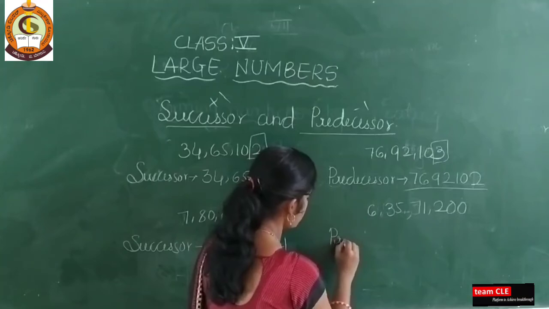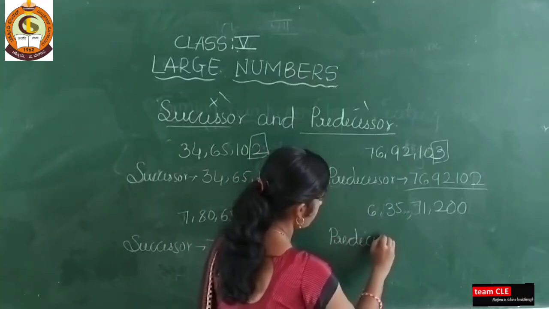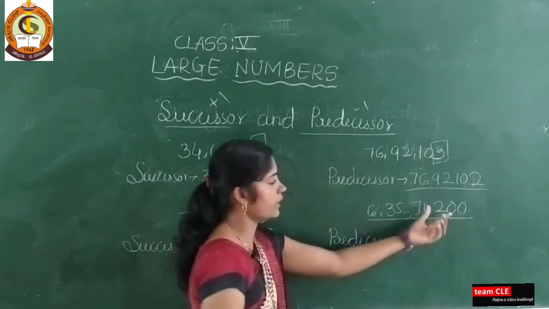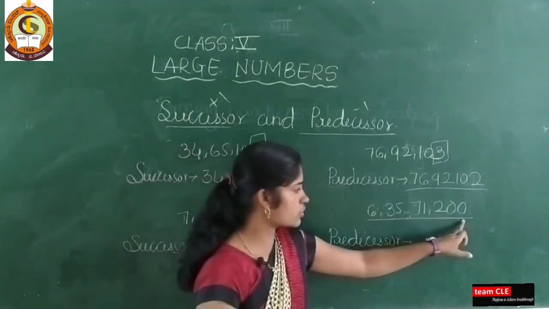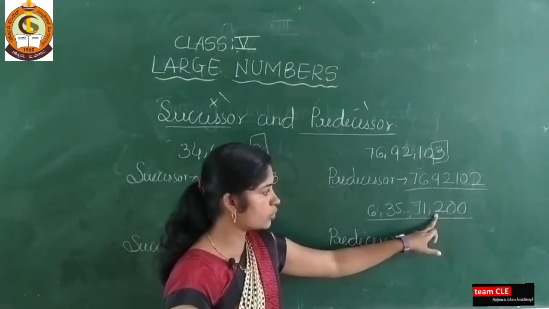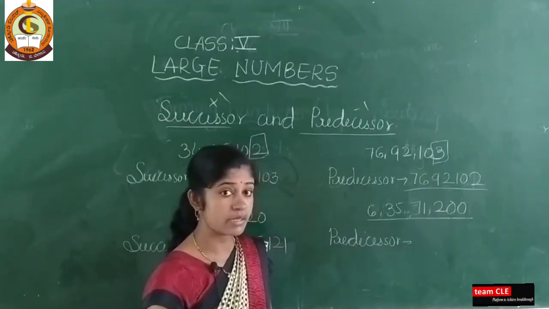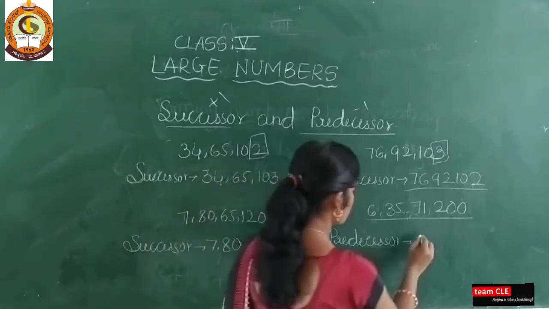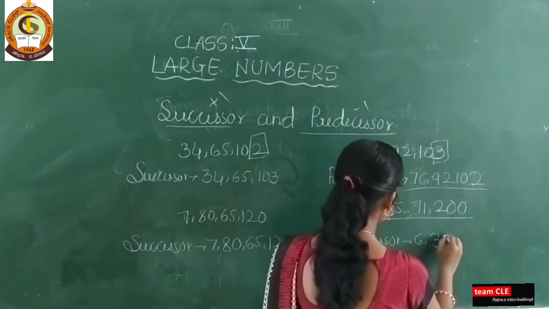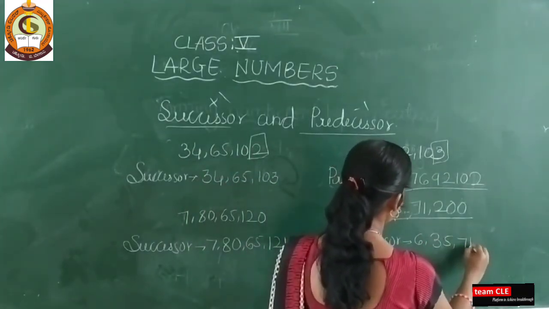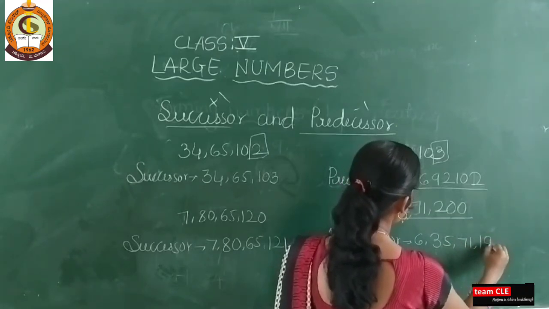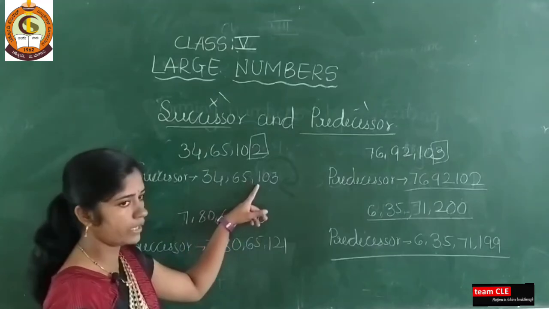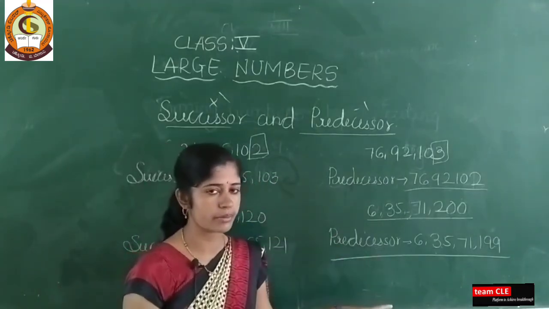Next, predecessor is there, again the predecessor of the number. See here, such a big number is there, but here 200 is there. Here also 0 is there. Here 2 is there. So what to write? What is the before number of 200? It's 199. So write here 6,35,71,199. Successor means you have to add 1. Predecessor means you have to subtract 1.